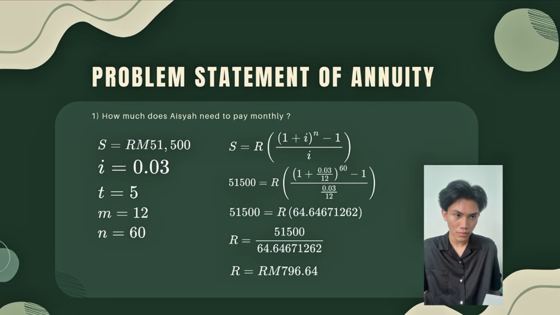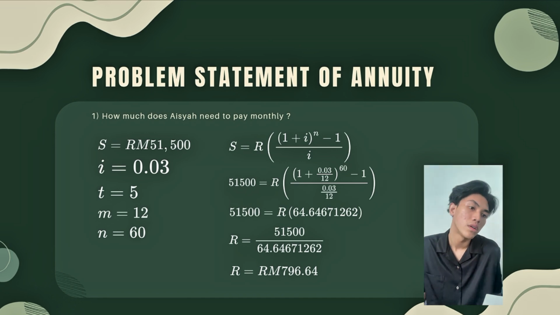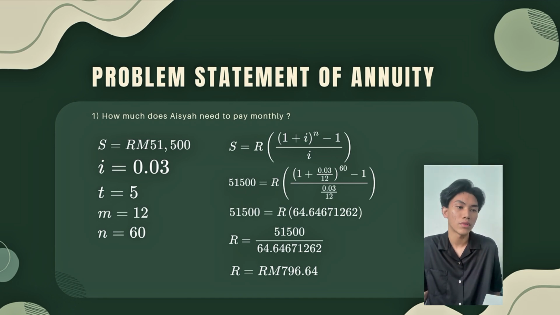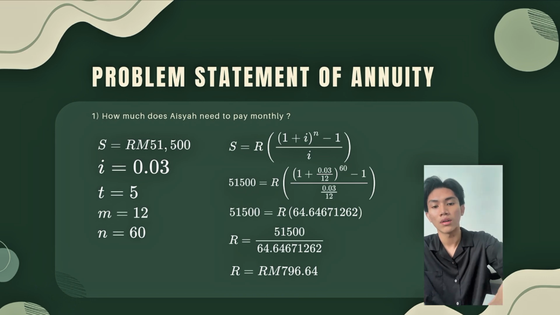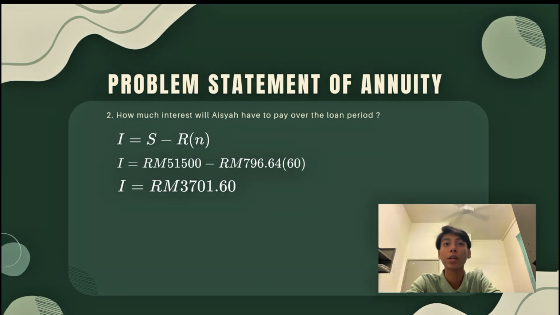So we get R equal to 51500 per 64.64671262. So R, we got the answer is R equal to RM 796.64. Question 2. How much interest will Aisha have to pay over the loan period?